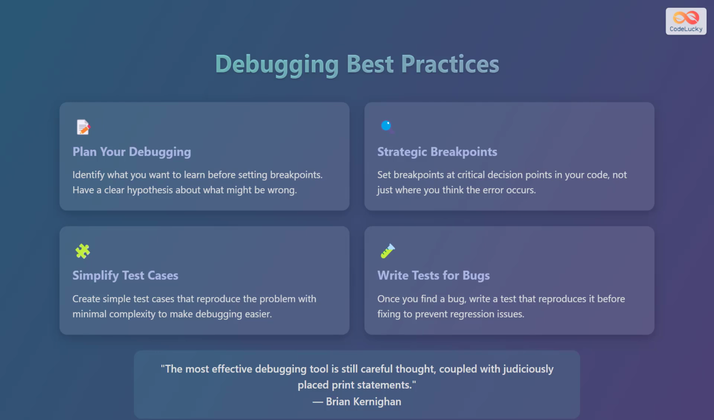Simplify test cases. Create simple test cases that reproduce the problem with minimal complexity to make debugging easier. Finally, write tests for bugs. Once you find a bug, write a test that reproduces it before fixing it to prevent regression issues. Keep in mind, the most effective debugging tool is still careful thought, coupled with judiciously placed print statements.